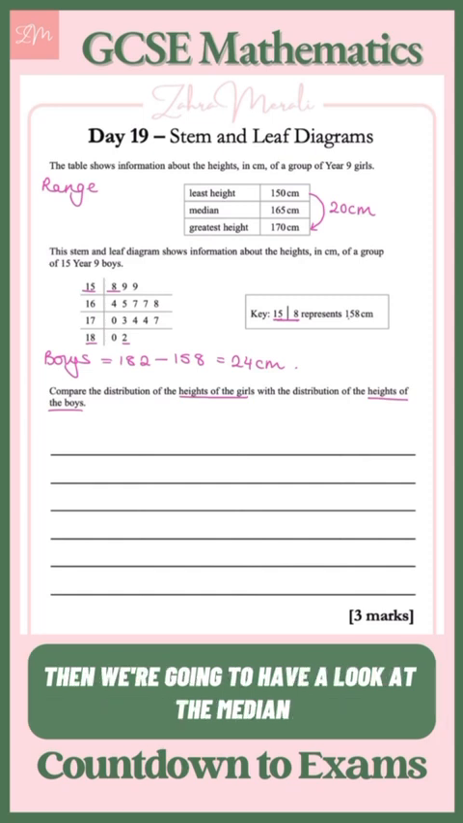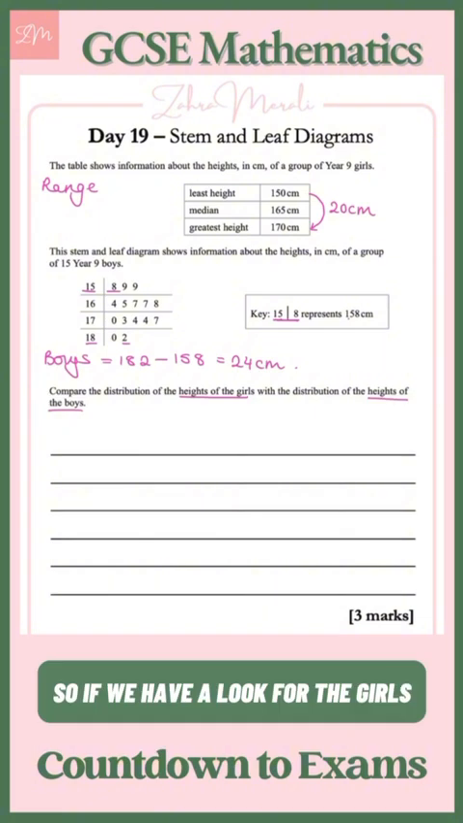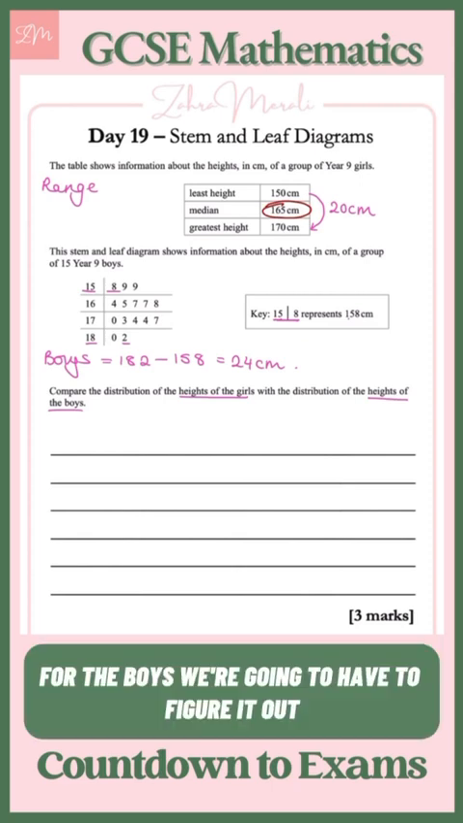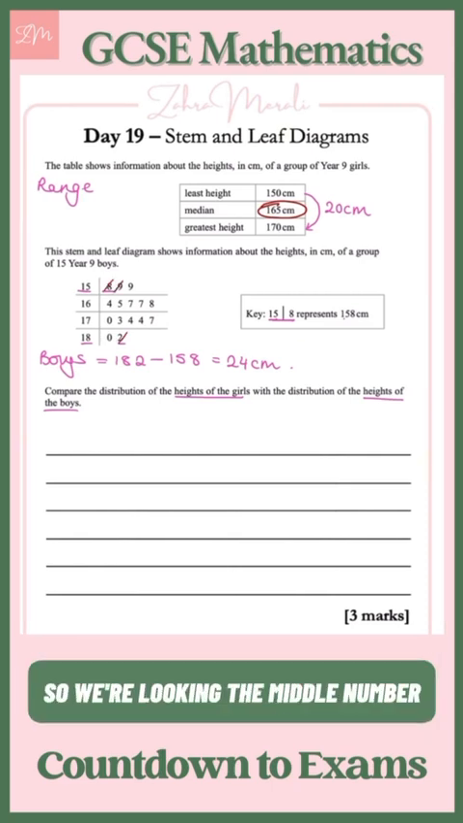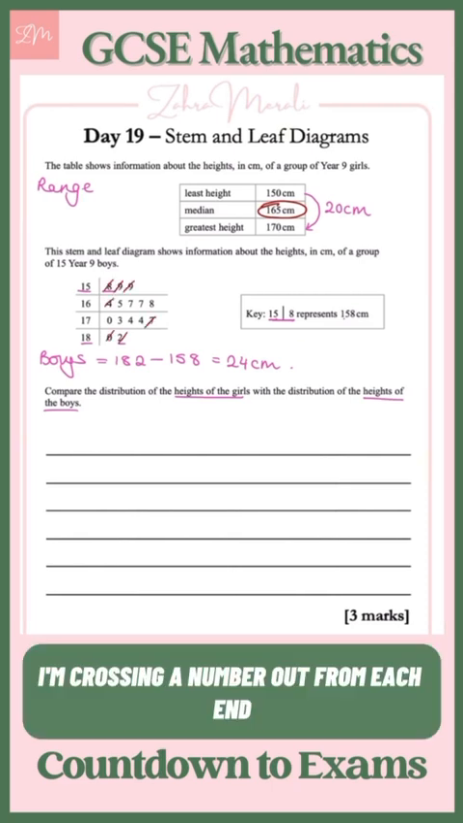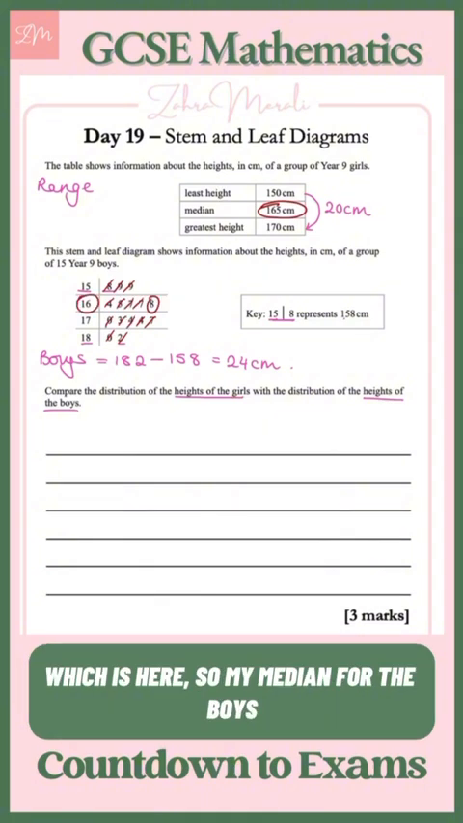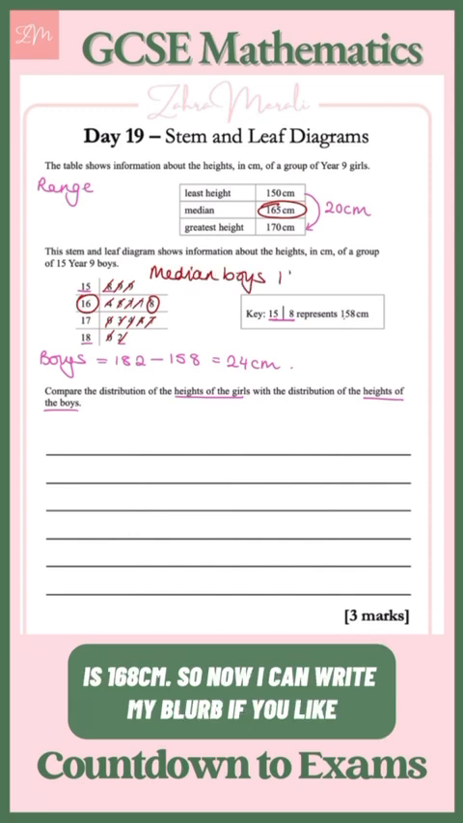And then we're going to have a look at the median. So if we have a look, for the girls, the median is given as 165. For the boys, we're going to have to figure it out. So we're looking for the middle number. I'm crossing a number out from each end until I get to the middle, which is here. So my median for the boys is 168 centimeters.